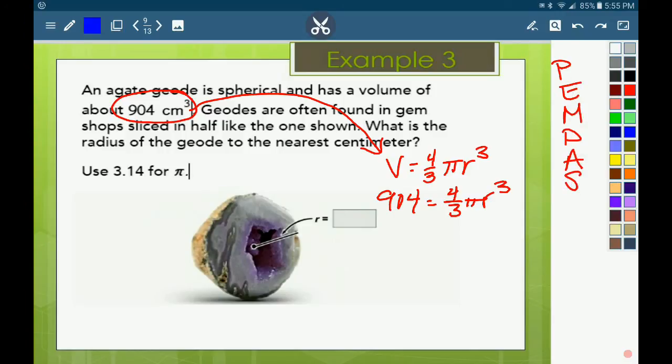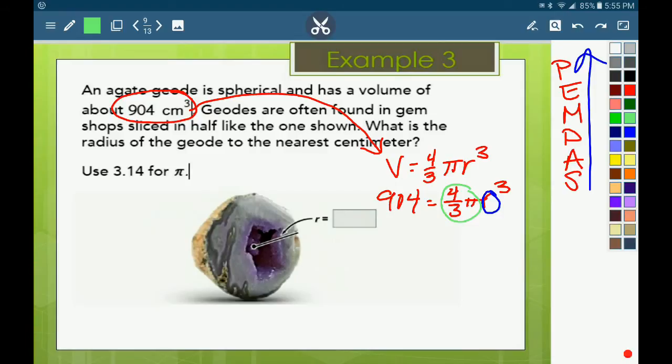We're trying to solve for r. We're trying to get r all by itself. So we need to go backwards. So in order to do that, I think it's easiest first to combine the 4/3 and the pi together. That way we can just divide that number off and then cube root each side. So in my calculator, I'm going to punch 3.14 for pi times 4 divided by 3.